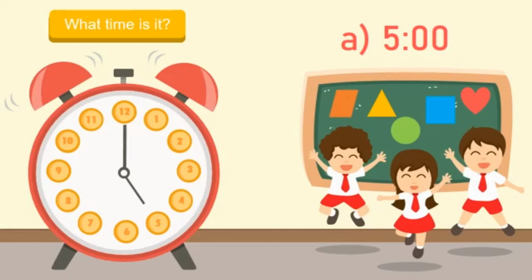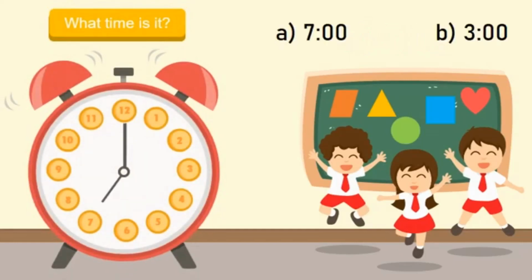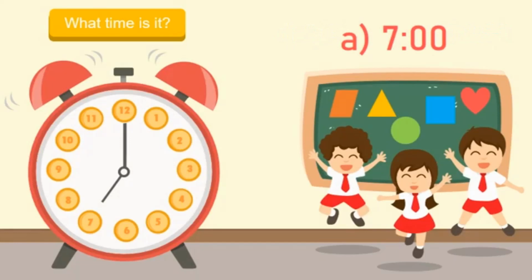How about another one? This clock is showing the short hand or the hour hand pointing to 7, and the long hand or the minute hand is pointing to 12. So what time is it? Is it A, 7 o'clock? Or is it B, 3 o'clock? If you said A, 7 o'clock, ding, ding, ding, you're correct again.